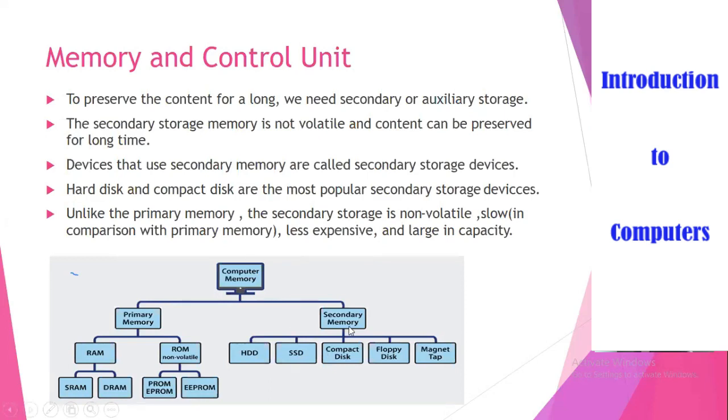Then in secondary memory, the first one is hard disk. Hard disk, only two words are there. So HD, we don't use the HD short form, but we use HDD. HDD stands for hard disk drive. Then SSD memory is there in the form of cards. Then compact disks are there, that is CD. DVD also comes in this part of secondary memory. Then the floppy disk drive is there.